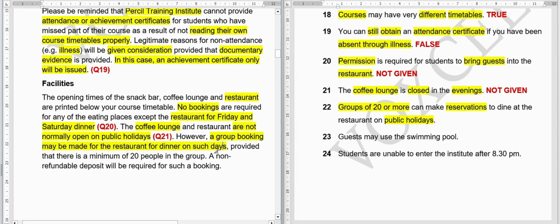So we can make bookings on such days, provided there is a minimum of 20 people in the group. If there are a minimum of 20 people in the group, a non-refundable deposit will be required for such a booking. To make this booking, you need to deposit some money that will be non-refundable. So this is our location. You have some time to tell me the answer, and your time starts now.